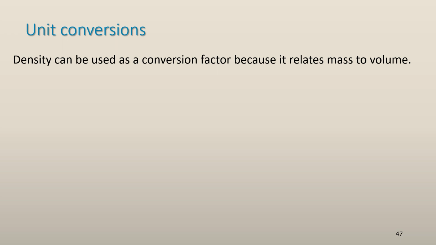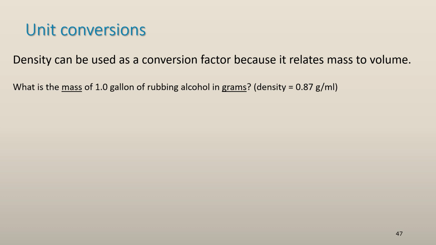Density can be used as a conversion factor because it relates mass to volume. So for example, in this case, since I know the density is 0.87 grams per mL, what does that mean? That means that if I have 0.87 grams, there will be 1 milliliter, 1.0 milliliter. So that's a conversion factor. That tells me that converts from grams to milliliters or milliliters to grams because they're equivalent. So density can be a conversion factor all in itself.